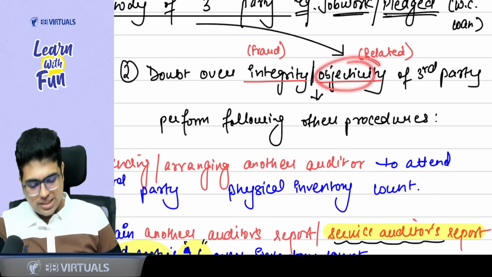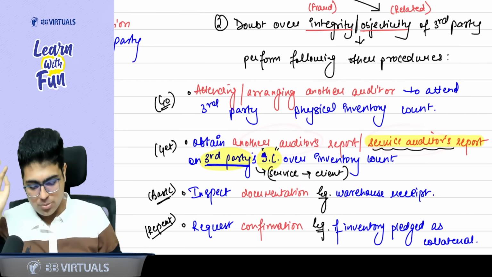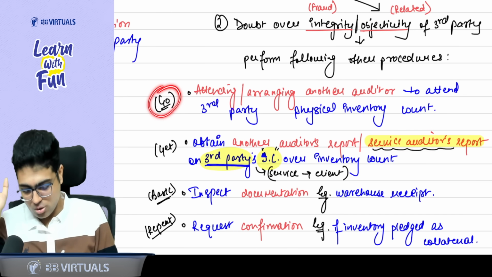Service auditor gives the report on third party's internal control over the inventory count. So either you can go and do the inventory count, or ask someone else to go and do the inventory count, or you can get the inventory count report. So you can get another auditor report or service auditor report on third party's internal control. So go or get. Third point is a basic point.